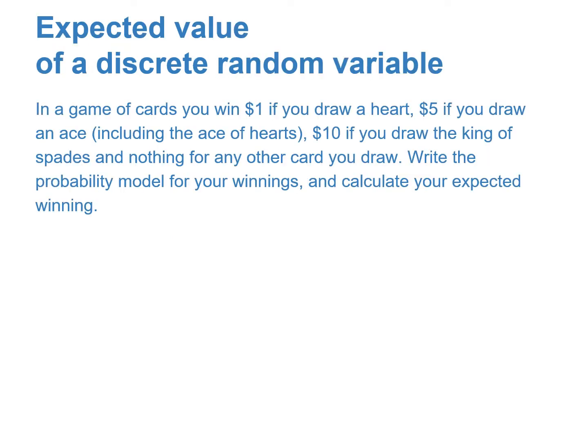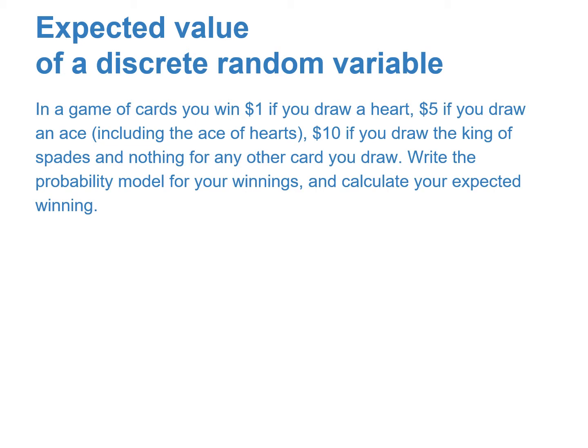Let's look at an example of calculating the expected value for a discrete random variable. In a game of cards, you win $1 if you draw a heart, $5 if you draw an ace including the ace of hearts, $10 if you draw the king of spades, and nothing for any other card you draw. We're going to write the probability model for your winnings and calculate your expected winning.